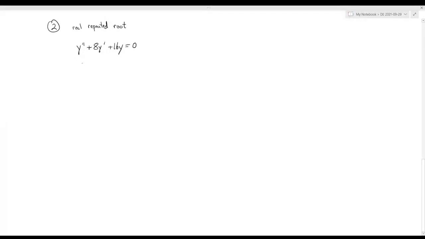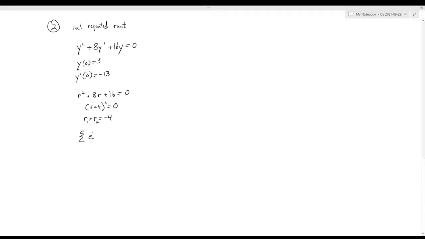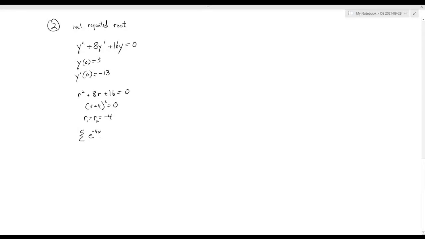And we have some initial conditions as well. So we write down the characteristic polynomial, and this is indeed a perfect square. If you'd like, the root is -4 with multiplicity 2. So we found that one solution is e to the -4x. The other one is x times e to the -4x. That's our fundamental solution set.